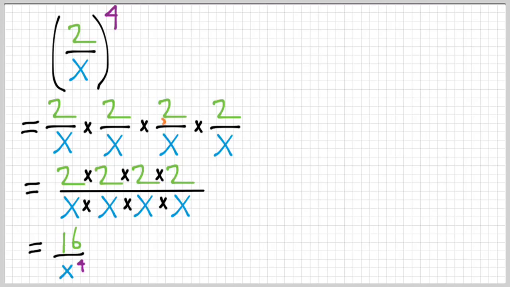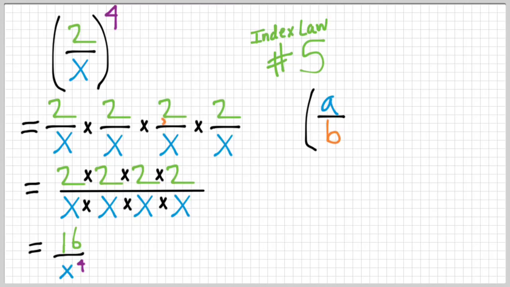So you can pretty clearly see there that we've got index law number 5, where if we have a fraction, things being divided, and the whole thing in brackets raised to a power, then what we get is the top raised to that power divided by the bottom raised to that power. So let's look at some examples.